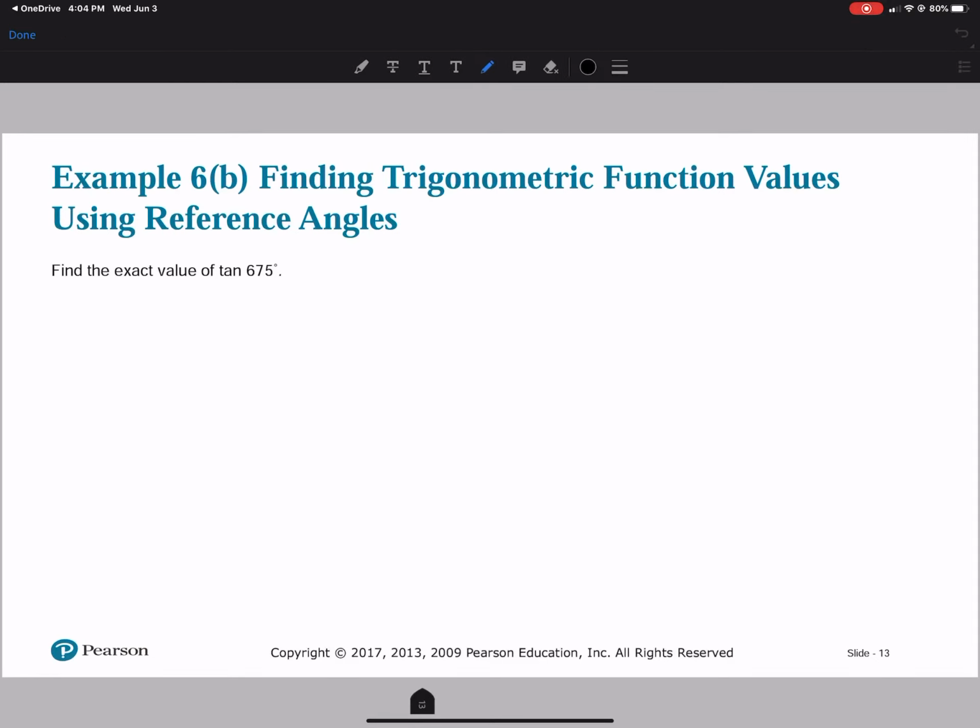So let's look at this. The exact value of tangent of 675. Now, we got the y and we got the x-axis. That means we went around this thing once. Then we went around it how many times? We went around it this way, then we went 270. Then we went how many more? 45 more.